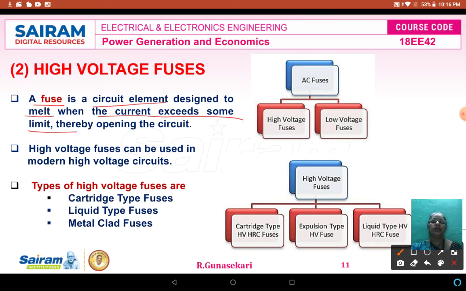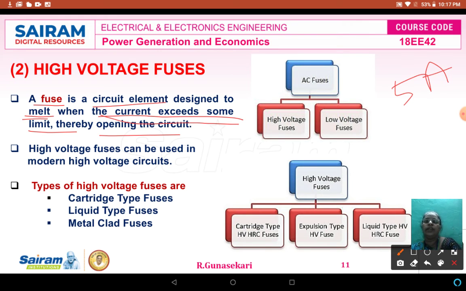For example, take one motor whose rated current is 5 amps only. Then we can use a fuse of 5 amps also. Suppose more than 5 amps flows through the motor, then the fuse melts, because the current exceeds the rated value. When the fuse melts, the circuit opens, so the equipment or the circuit is protected from the over current.